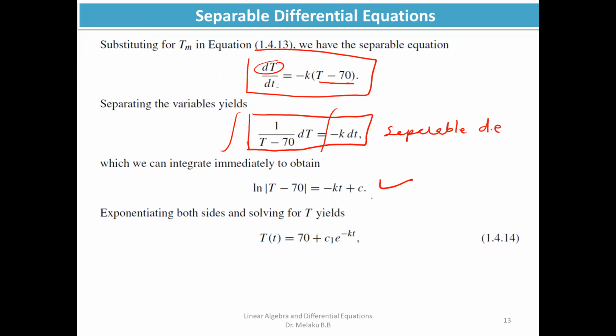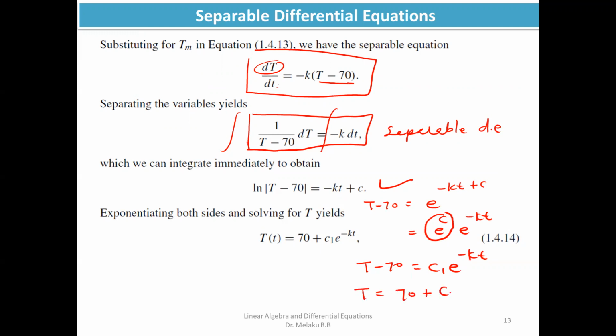Because this will be what? T minus 70 is equal to e to the power of minus kt plus c. And this is the same as e raised to c times e to the power of minus kt. And this is simply a certain constant. Maybe we can call it C1, times e raised to minus kt. This is T minus 70. Therefore, our T is 70 plus C1 e raised to minus kt.